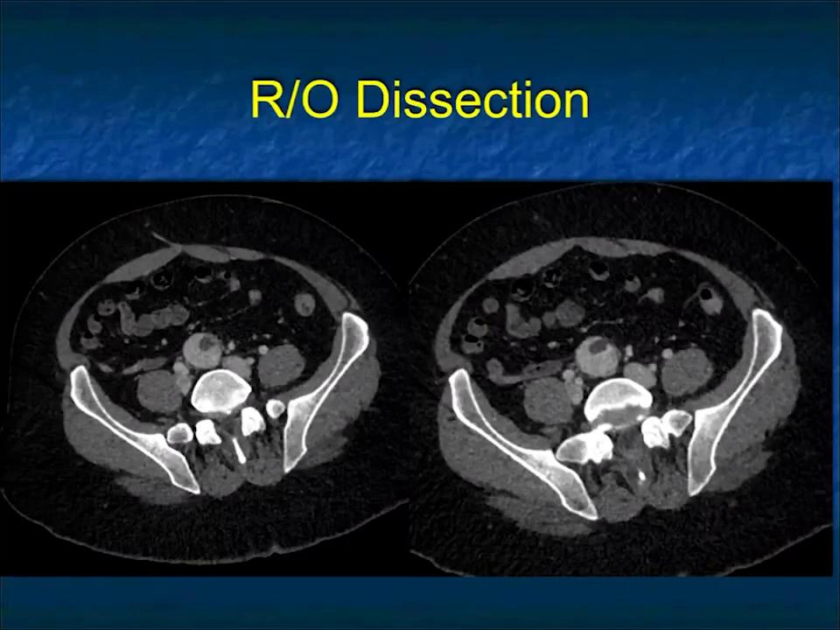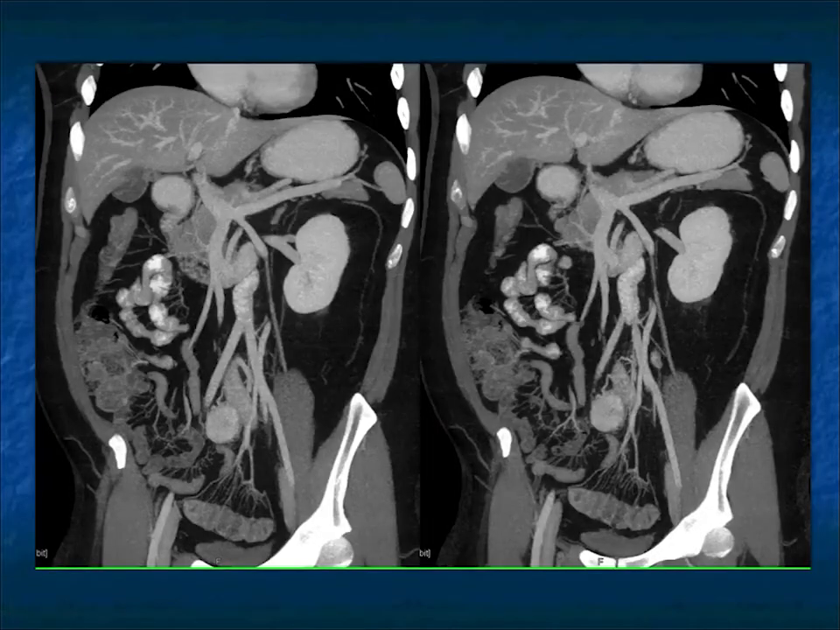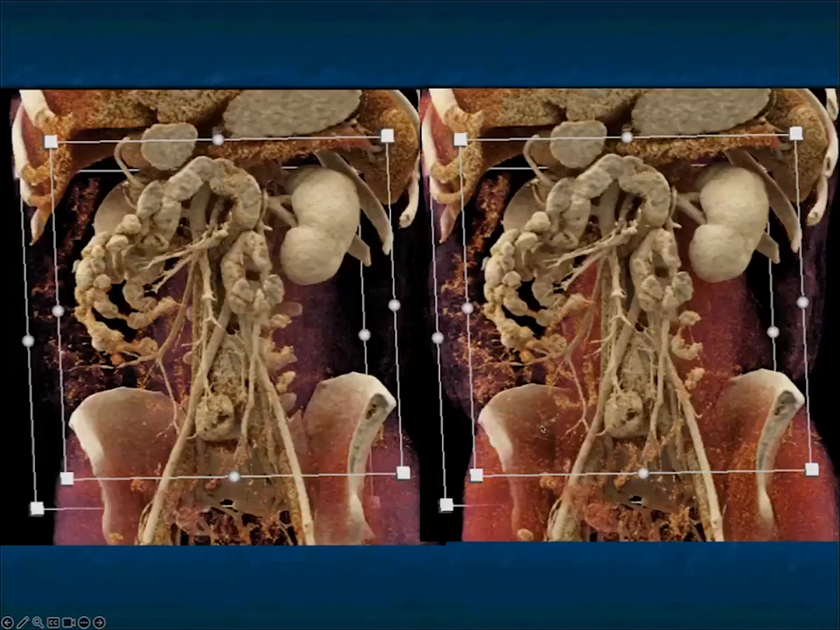Okay, now we go. Another one, rule out dissection. When you look fast, it looks like something's wrong with the aorta. Then you realize that's the common iliac, and those are the veins. And this is something that's sitting right at the aortic bifurcation. Here it is very nicely on the volume rendered views. Aorta, common iliacs, there's the mass. You have an enhancing lesion sitting just beneath the aortic bifurcation.